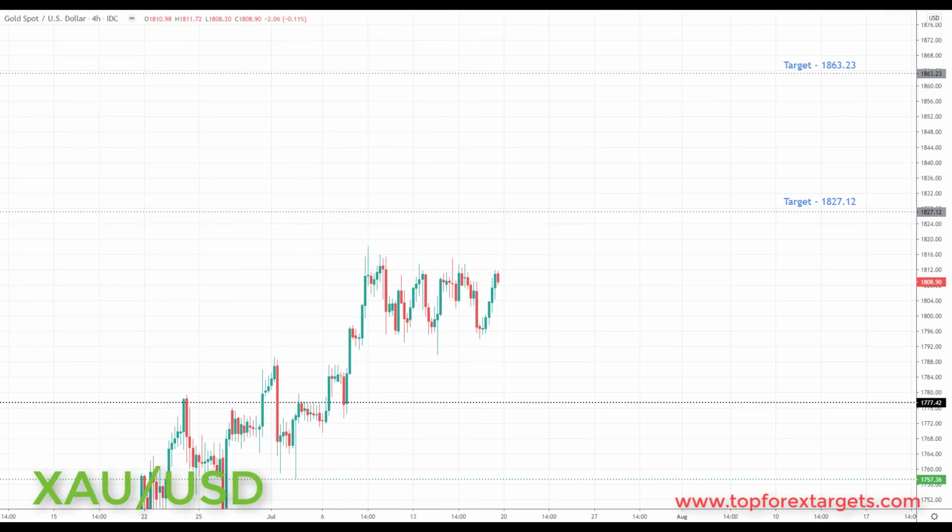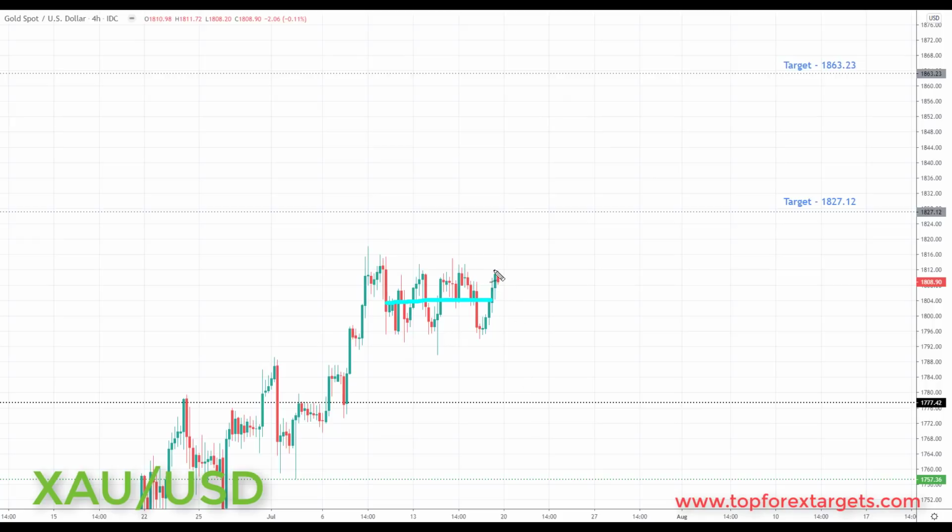And last but not least, we have gold. Now the uptrend in gold is still intact, and we do still favor long positions in this market. Last week we started in this area and we just moved sideways. You can see we really didn't go anywhere. So really there has been no change since last week in this market.